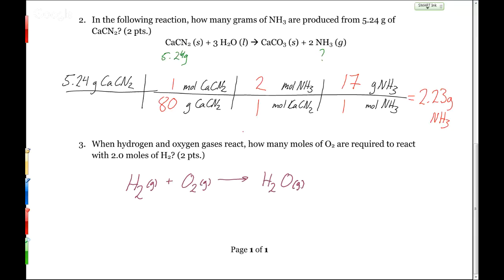And to balance that, we need a 2 in front of the hydrogen and a 2 in front of the water. So if we have 2 moles of hydrogen, how much oxygen do we need? 1, because they react in a 2 to 1 ratio. So 2.0 moles of hydrogen means we need 1.0 mole of oxygen. And that's as easy as that one is. If that were a more difficult number, you'd have to do the molar ratio. That is, figure out how many of this to how many of this, and calculate it that way.